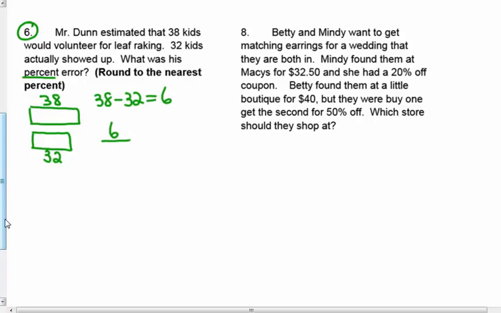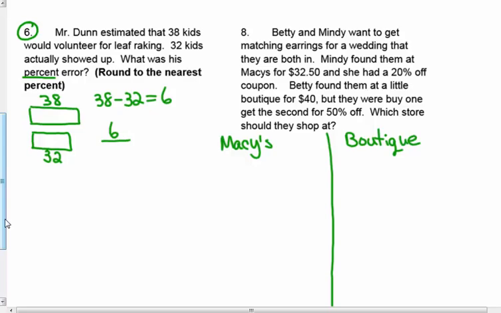Macy's, they're $32 each. Now there's 2 people, Betty and Mindy. So I'm going to split my paper in 2 right now. Macy's, boutique. Because I have to compare. And there is a comparison question like this on the test.